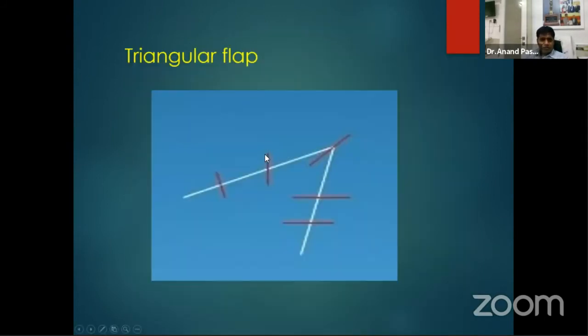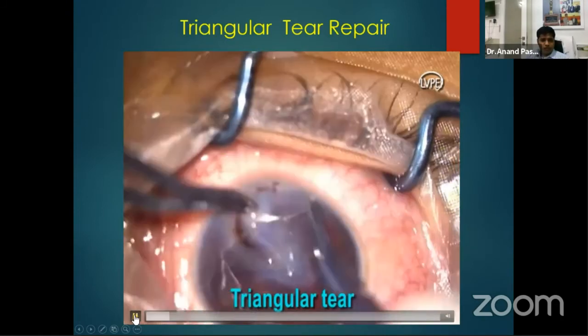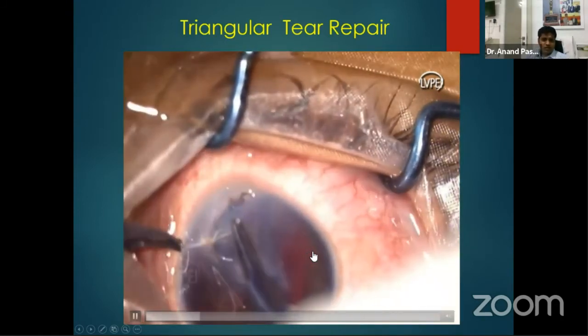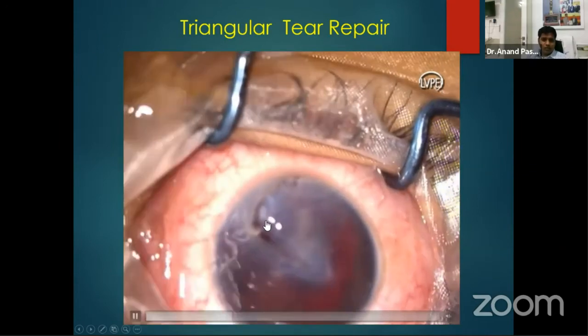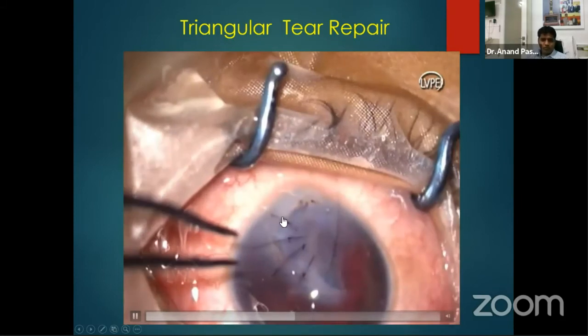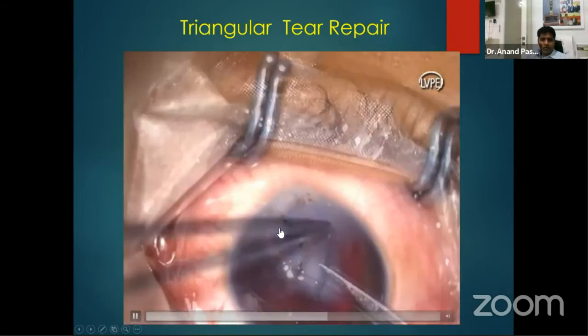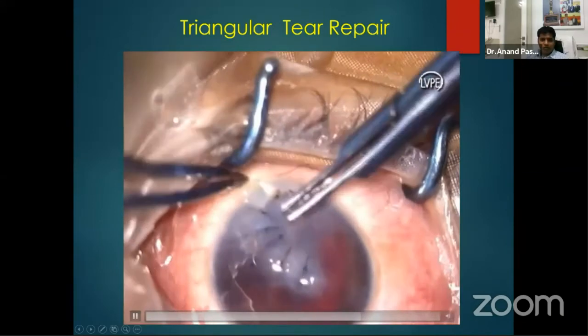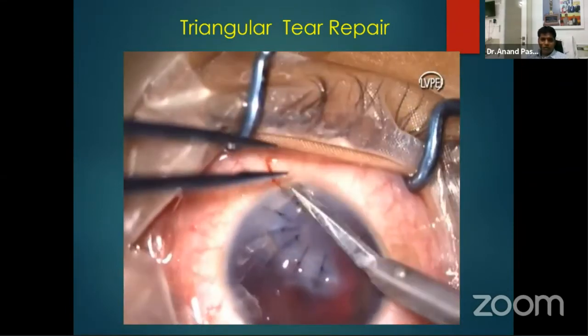Next we can come across a triangular flap in which we need to apply the first suture at the apex of the tear, and the rest of the sutures need to be applied perpendicular to the triangular flap. Here is a video of this. Now here it's a triangular tear, and the first suture is applied at the apex, and then the rest of the sutures are applied perpendicular to the edges of the tear.